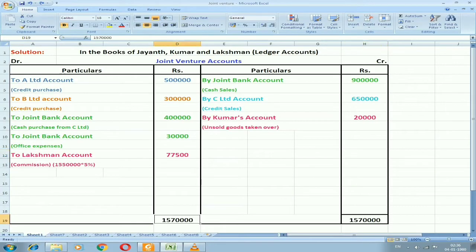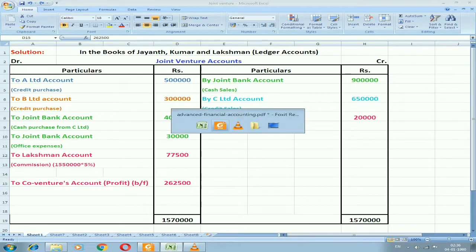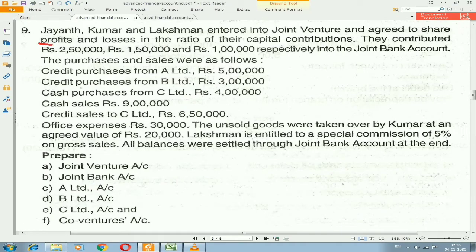The total on the credit side will be 15,70,000, 15,70,000. The profit transferred to the co-ventures account is 2,62,500. Now we are supposed to distribute it. In the illustration, they have not given a profit or loss ratio, but they have said it is based on capital contribution. On that ratio of the capital contribution they have made, we are supposed to distribute it. So I have done that ratio calculation.